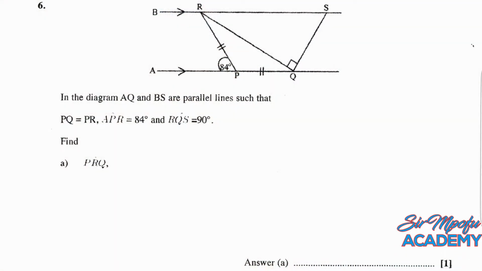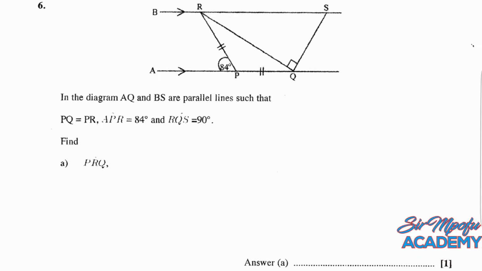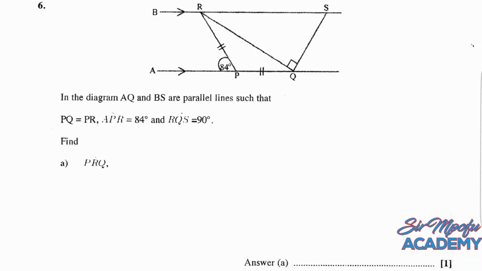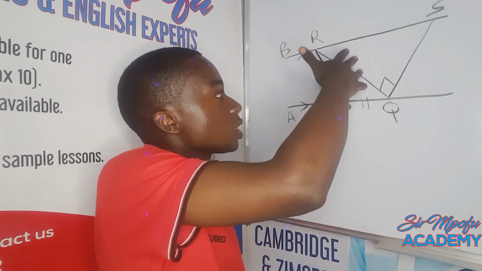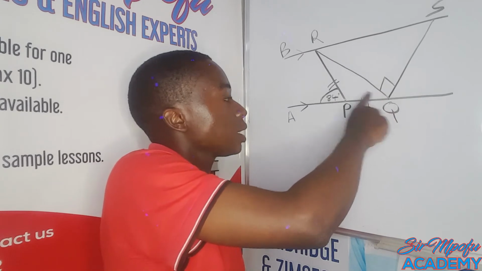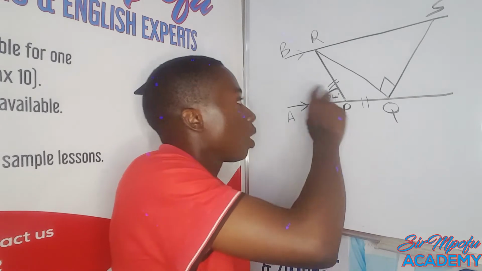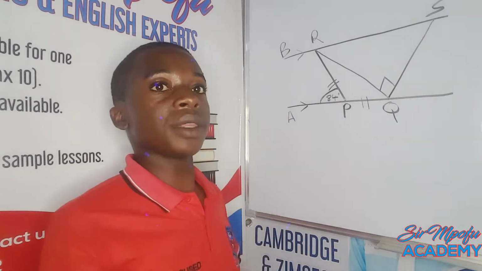In the diagram, AQ and BS are parallel lines such that PQ is equal to PR. APR is 84 degrees and RQS is equal to 90 degrees. Find PRQ. So for us to get PRQ, it's very simple because this is an isosceles triangle. This angle is equal to that angle. If you get this angle, we are going to say 180 minus this angle, and then we remain with this and that. Since this and that are equal, we divide the answer by 2.